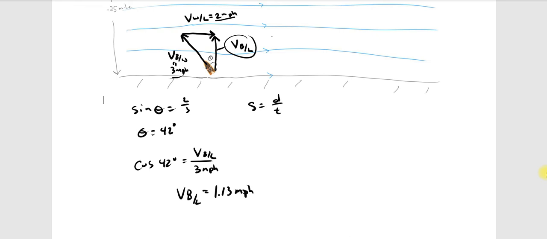I'm getting used to a new calculator here. I downloaded it on my phone, so I'll put a little qualifier against that. This is how fast that boat is going to make progress moving in this direction. So we're going to use that for the speed here, 1.13 miles per hour. The distance is 0.25 miles over time. If we solve that for t, I get a time of 0.22 hours, which is approximately 13.3 minutes.